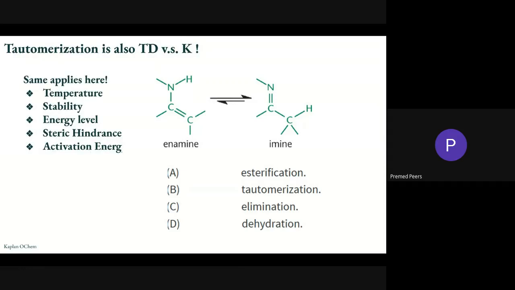Tautomerization is also a case of thermodynamic versus kinetic product competition. So all the same things that we just talked about apply right here: the temperature, the stability, the energy level, steric hindrance, activation energy. I think the picture cut it out with the Y. But how could you think about which one is the thermodynamic and which one is the kinetic?